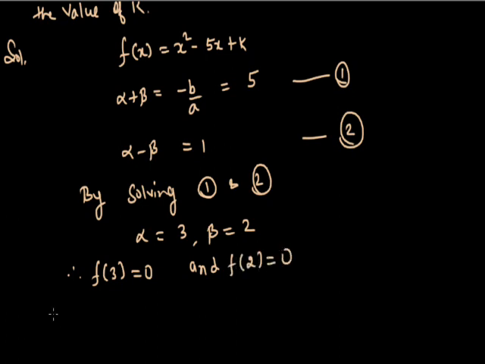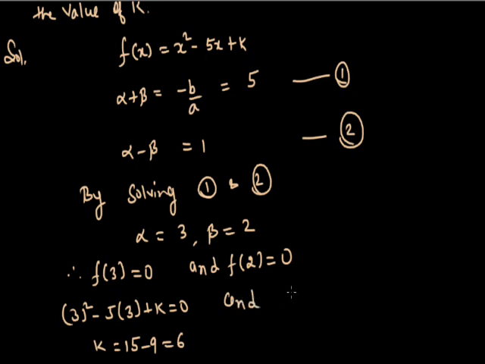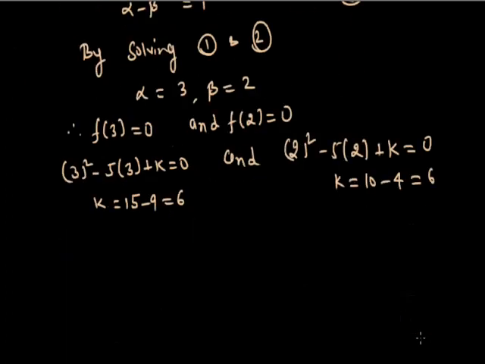Now if f(3) equal to 0, then 3 square minus 5 multiplied by 3 plus k equal to 0. So k equal to 15 minus 9 equal to 6, and when f(2) equal to 0, then this will be 2 square minus 5 into 2 plus k equal to 0. Again k will be equal to 10 minus 4 equal to 6. So the value of k is 6. Therefore value of k equal to 6.